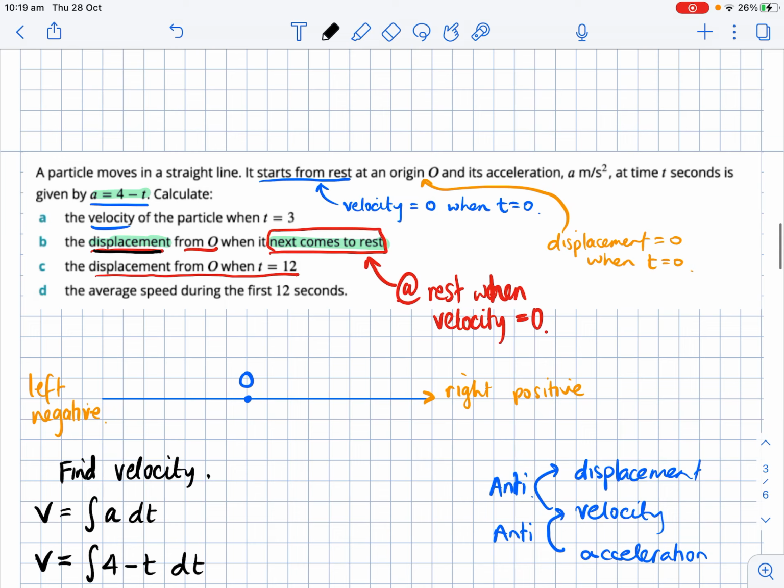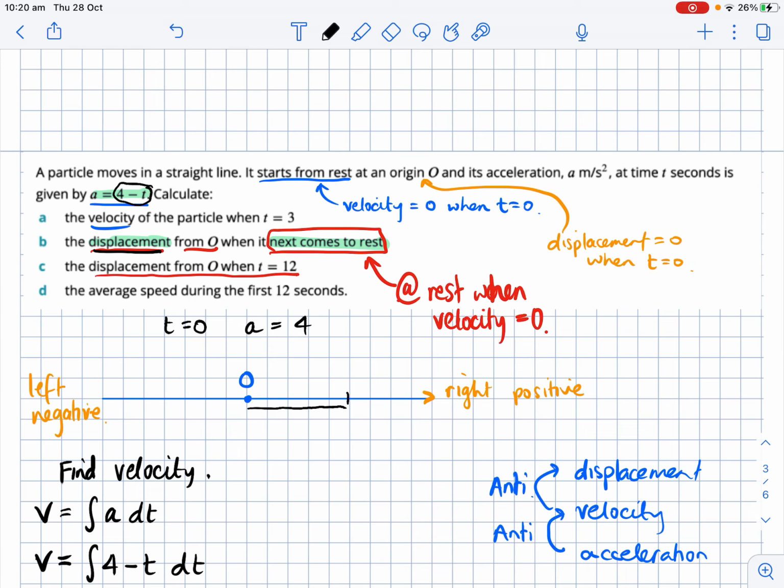So if I want to go back to my graph here, what's actually happening is we are moving through this point. We start at O, and my acceleration is equal to 4 minus t. So when t equals 0, the acceleration equals 4. So I'm moving positive, so I start by moving this direction, and my velocity is positive.